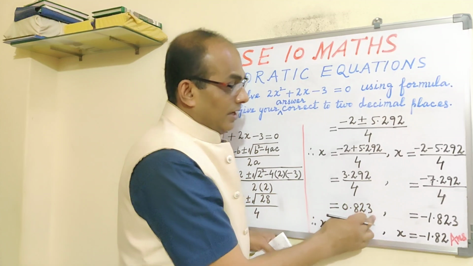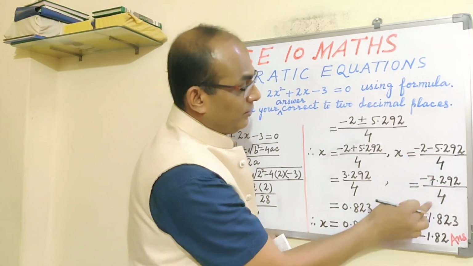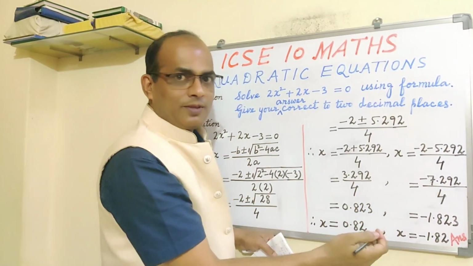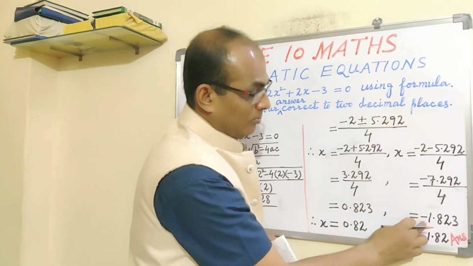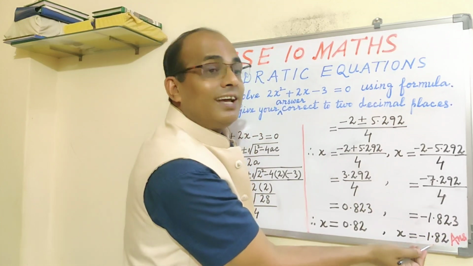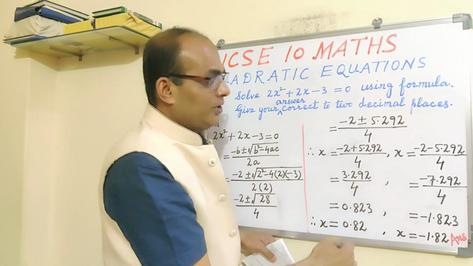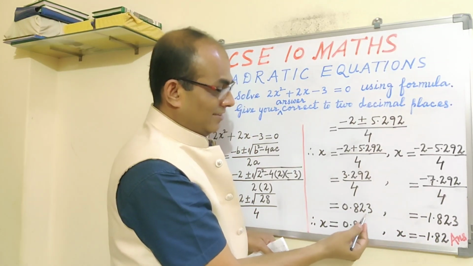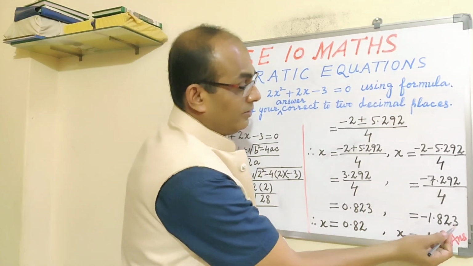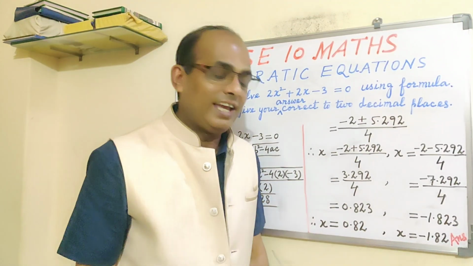Fine. Here also, minus 2 and minus 5, minus 1.292. When you divide, you are getting minus 1.823. You please see the division calculation. Alright, so minus 1.823. We are writing up to 3 decimal places because we want the answer up to 2 decimal places. So one more, and then we round it off. Because it is 3, the 2 will remain 2 only. There is also 3, so 2 will remain 2 only. We are rounding off, and we are getting 0.82 and minus 1.82.